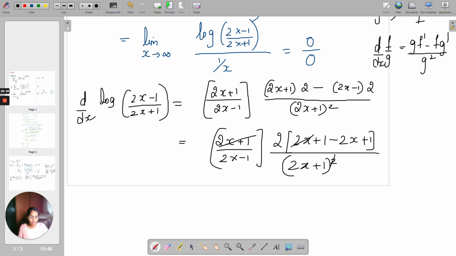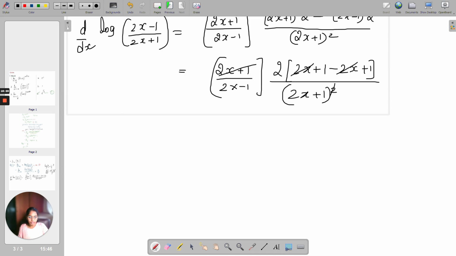Yes, the numerator 2x plus 1 and the denominator gets cancelled. Okay, so here 2x and 2x gets cancelled. So what else is remaining? We have 1 plus 1, that is 2. Yes, 2 into 2 is 4. So can I write it as 4 in the numerator? These are the remaining terms. Yes, and in the denominator you can see we have 2x plus 1 into 2x minus 1.